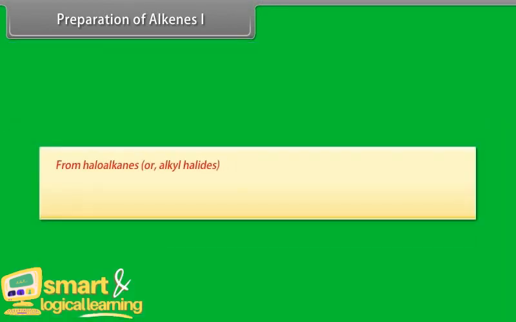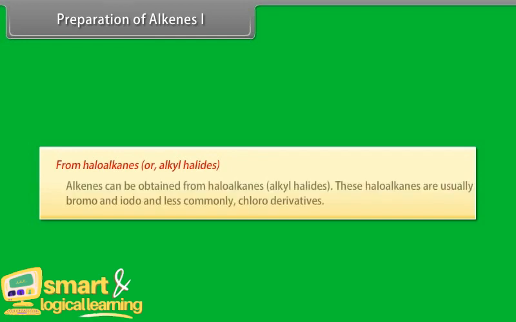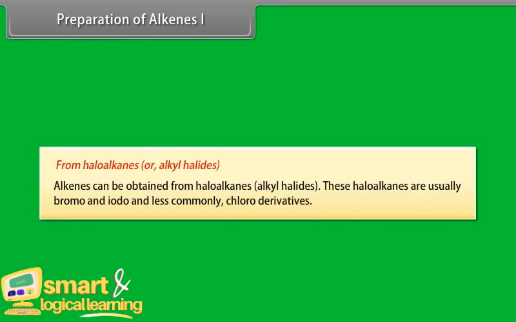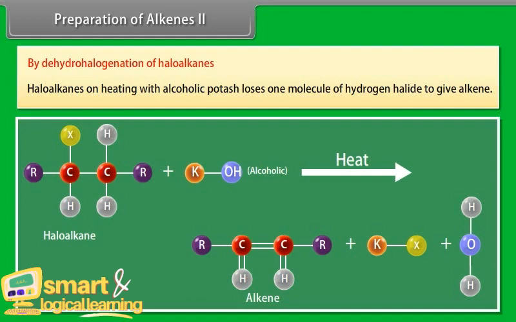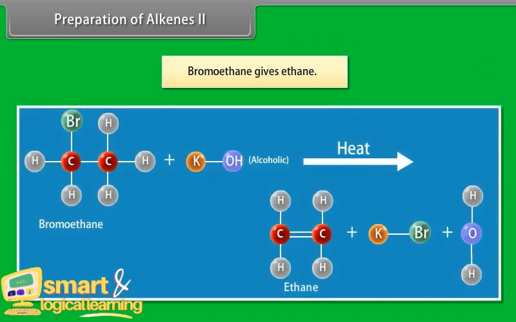From haloalkanes or alkyl halides. Alkenes can be obtained from haloalkanes, alkyl halides. These haloalkanes are usually bromo and iodo and less commonly chloro derivatives. Preparation of alkenes, Part 2. By dehydrohalogenation of haloalkanes. Haloalkanes on heating with alcoholic potash lose one molecule of hydrogen halide to give alkene. Bromoethane gives ethene.